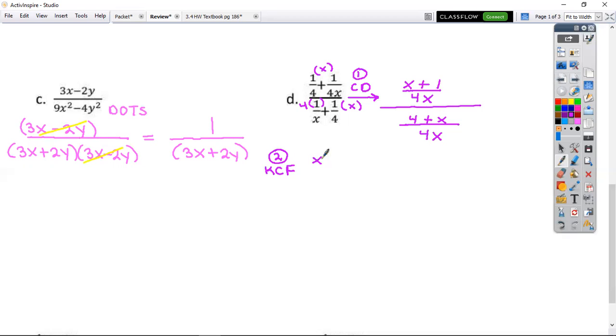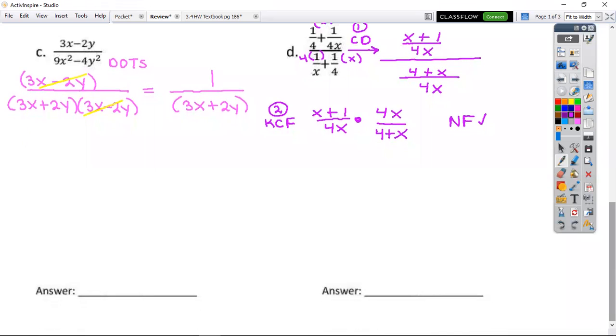So I have an x plus 1 over 4x, and I'm going to change this to multiplication. And then I'm going to do 4x on top and 4 plus x on the bottom. This is the step where you would check these and see if they factor. In this case, nothing factors. So right there, not factorable. So can't do anything there.